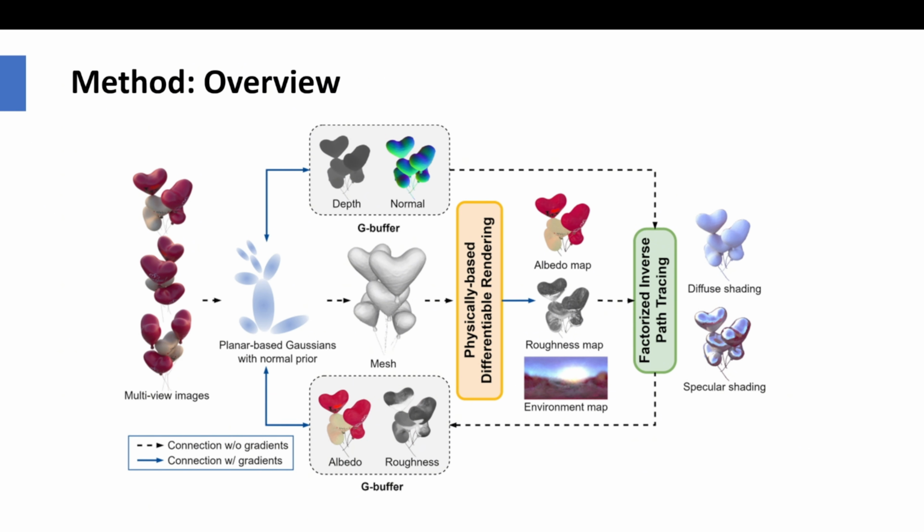And this is the overview of our method. We employ a three-stage process. In the first stage, we reconstruct scene geometry using planar-based Gaussian splatting for G-buffer generation and extract the underlying mesh. In the second stage, we leverage physically based differentiable rendering to recover mesh material properties and the environment map. In the final stage, we use FIPT to refine material properties of each Gaussian and take into account visibility and indirect illumination by ray tracing the underlying mesh.